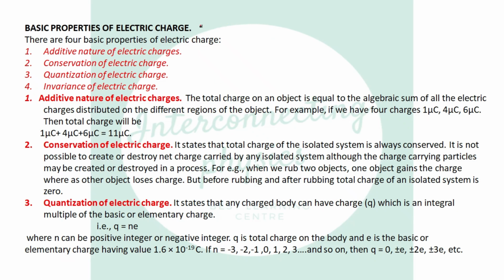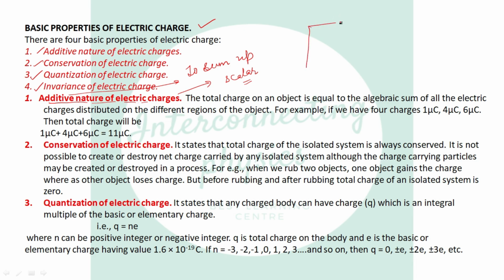Now the basic properties of electric charge. There are four basic properties of electric charge. Number one, additive nature of electric charge; conservation of electric charge; quantization of electric charge; invariance of electric charge. Let us discuss one by one. So additive nature of electric charges. Additive means to sum up. And since charge is a scalar quantity, simple algebra can be used to add the charges. We don't need vector algebra here because charge is a scalar quantity.